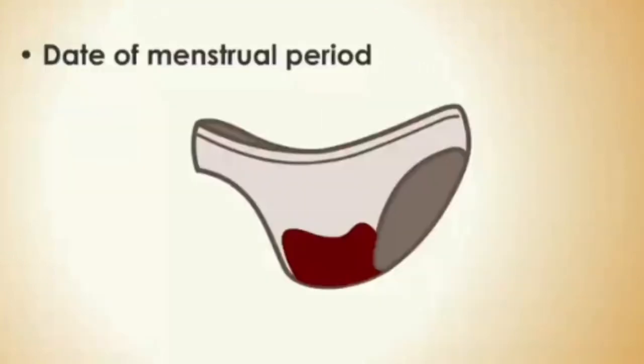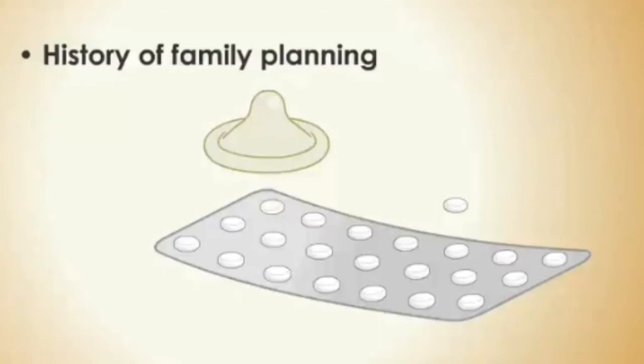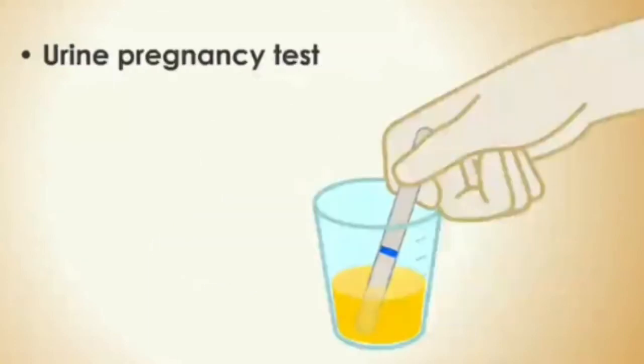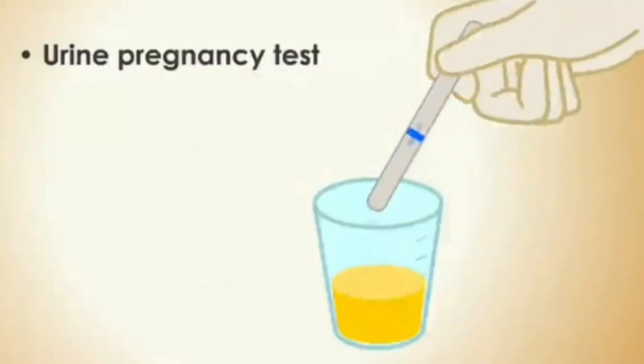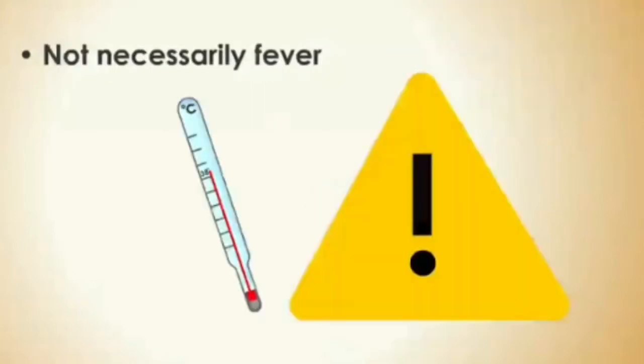Record date of last menstrual period and history of family planning. Perform urine pregnancy test, but remember that women who come late with abortion complications may have a negative test. Warning: septic abortion often causes fever, but not necessarily. A septic woman can have an increased temperature, normal temperature, or low temperature.